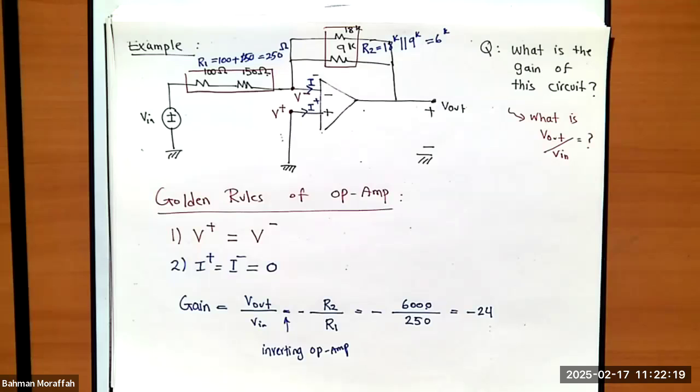What is the unit for the gain? What is the unit? I'm dividing two voltages. So the unit would be volt over volt.